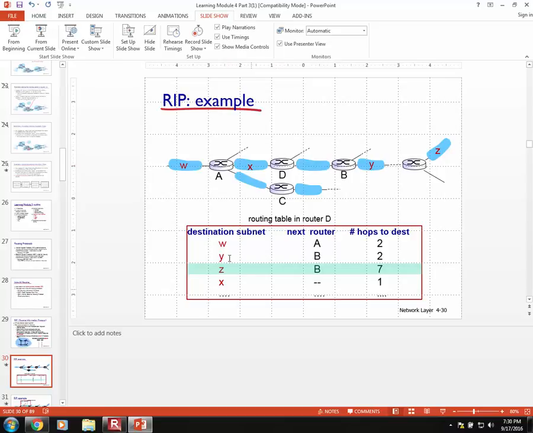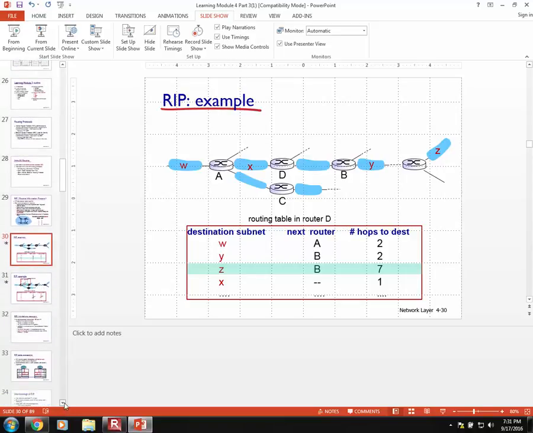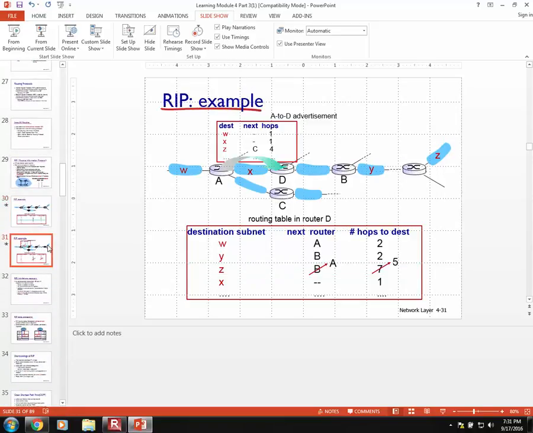Y, you have to go through B, it's the same story. And Z, you have to go through B, and the assumption is there's multiple networks, and basically there's 7 hops to eventually get to network Z. And X is directly connected, so it's only 1 hop. So that's a pretty simplified example.